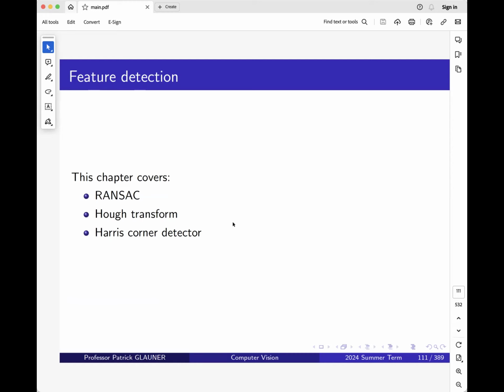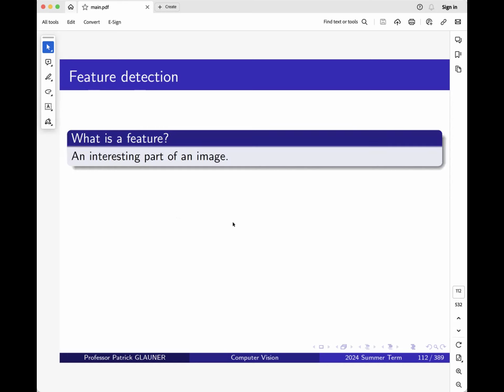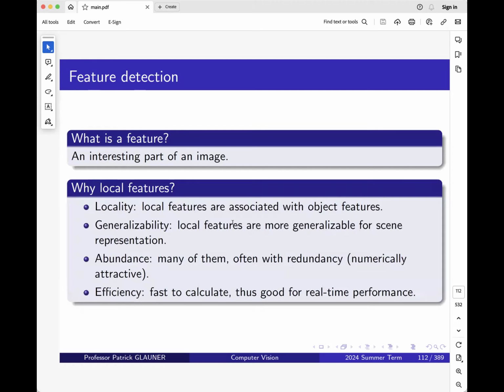Because corners are also very distinctive features in images, and based on these features, we can do learning of certain concepts, and we do the learning based on features. So what is actually a feature? We've now used this term a couple of times. A feature is an interesting part of an image. And features are important because we can learn from them or use them in other tasks.